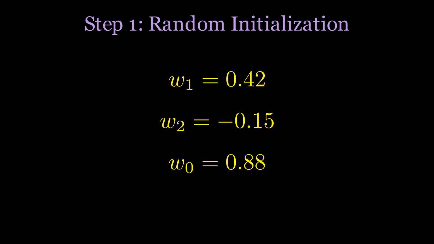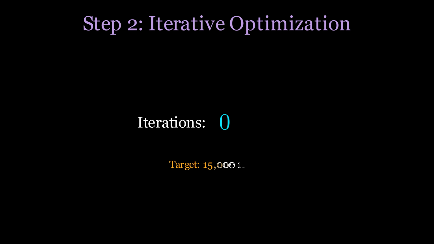To initiate the optimization, we begin by assigning random values to our parameters w1, w2 and w0. We then iteratively apply the gradient descent algorithm until the model converges to the global minimum. This process allows us to identify the optimal weights that minimize our loss.